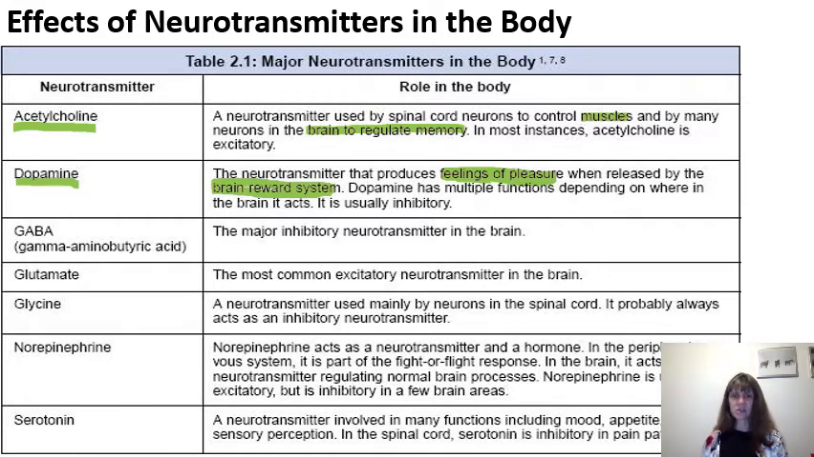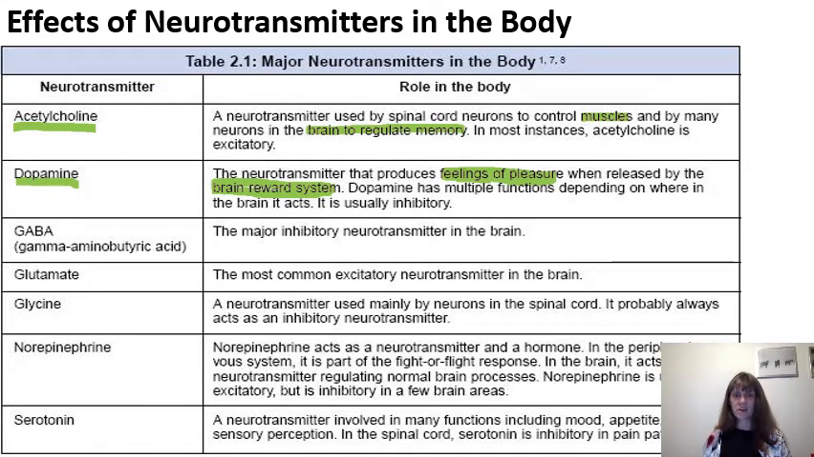Glycine is a neurotransmitter mostly used by neurons in the spinal cord, and the receptors probably always respond in a way that is not going to spread an action potential from one neuron to another. Therefore, the receptors respond in an inhibitory fashion.